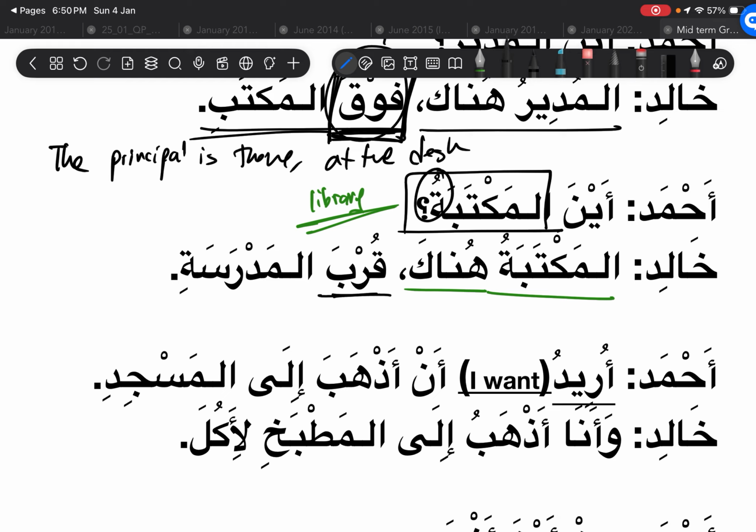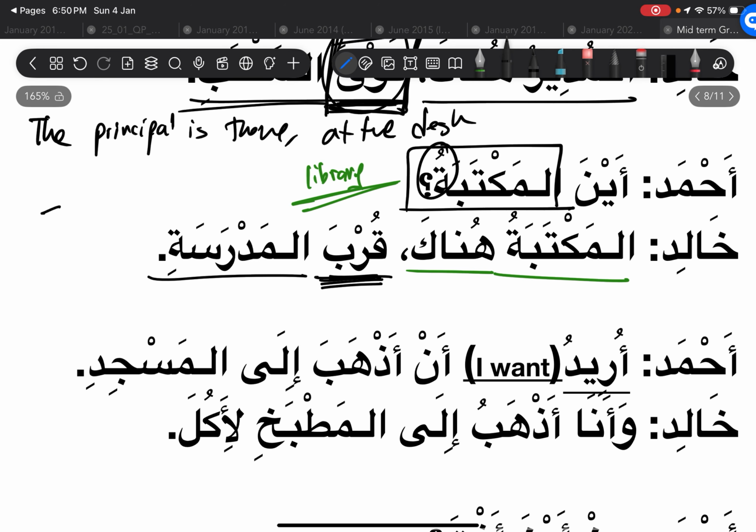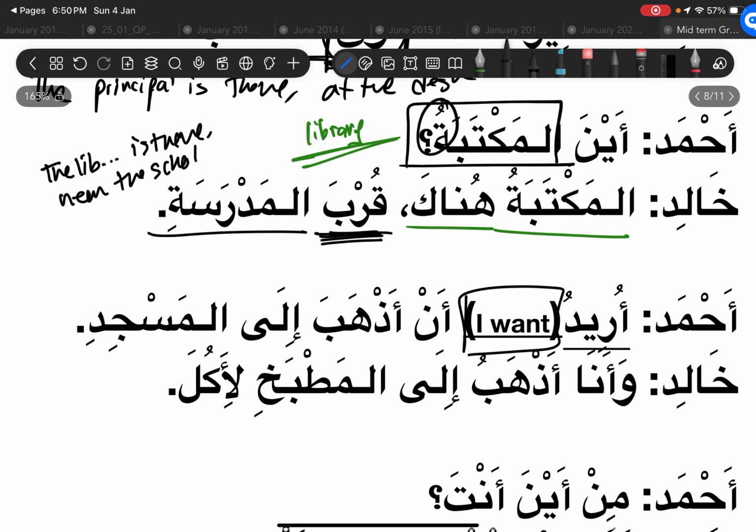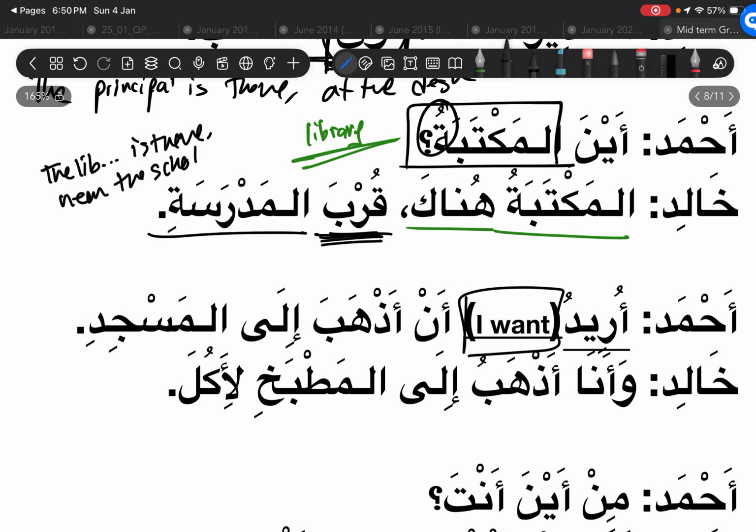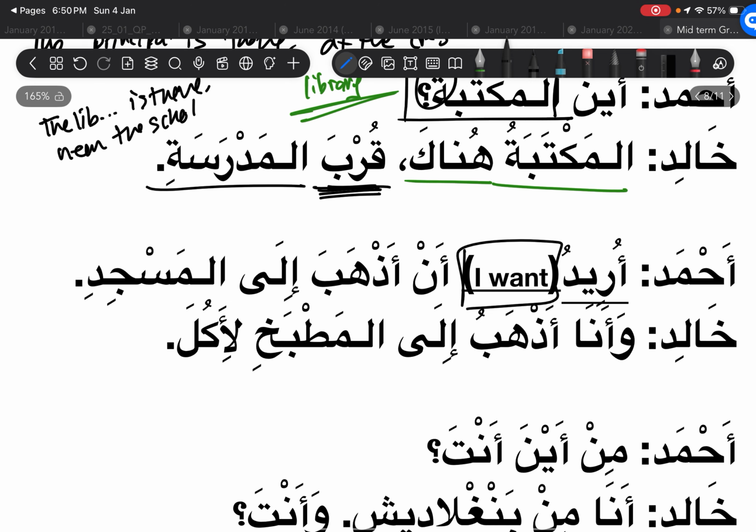Qurba, the word qurba means near. Qarib al-madrasa. So it is, the library is there near the school. This is what it would translate: the library is there near the school. Uridu, and I gave the English translation. Uridu means I want. أنا أذهب إلى المسجد. I want to go to the masjid.